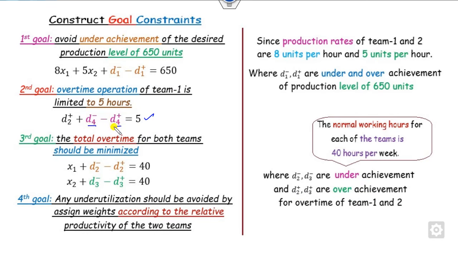What are D4 negative and D4 positive? This is the under and this is the over achievement of team 1, to be within the limit of 5. Look at the last goal: any underutilization should be avoided by assigning weights. These are not priorities, so you can skip them.